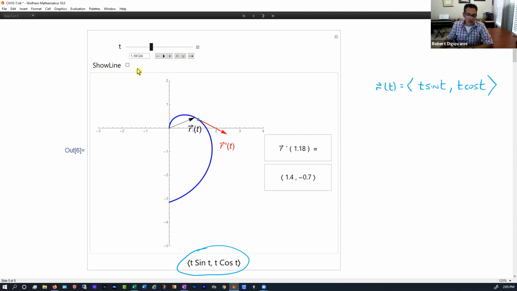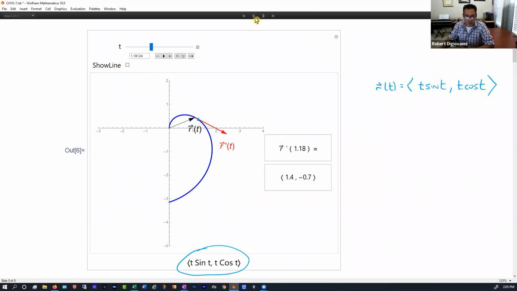So remember, vectors have direction and length, right? Direction and length. We're back in Cal 1, when we had the slope of a tangent line, it just had a slope. I mean, the slope was the slope and that was it. But here, because it's a vector, it has direction and length.